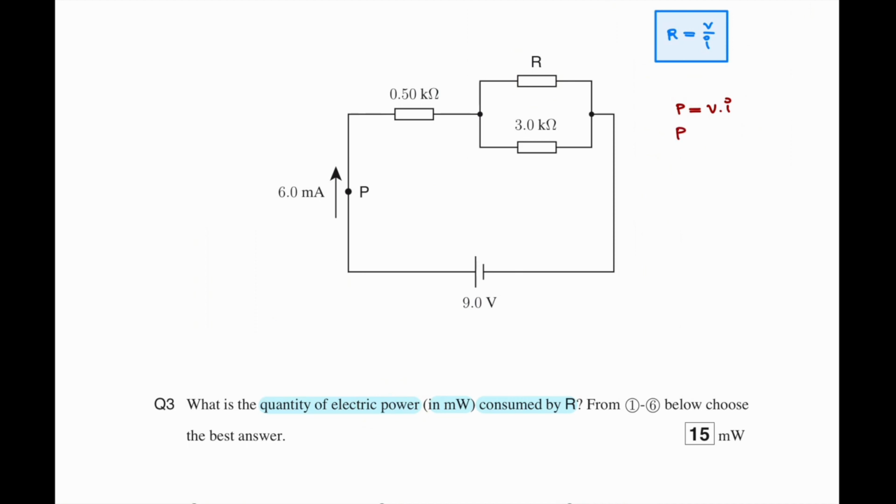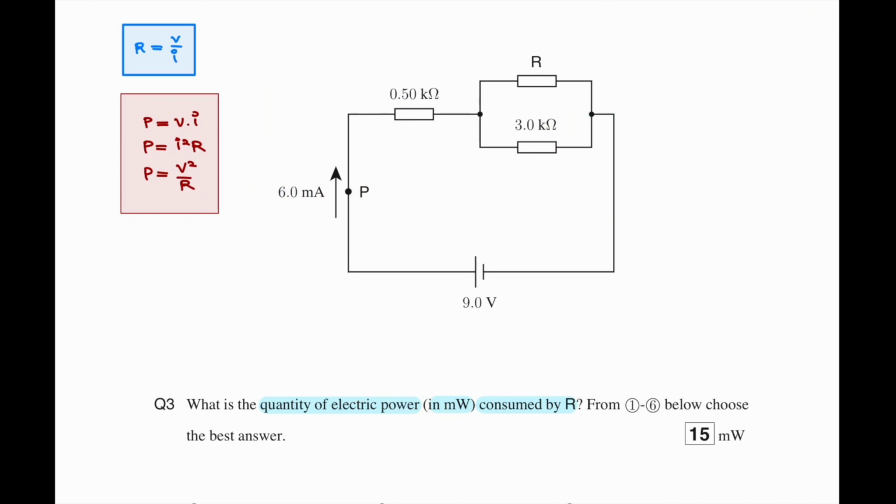is equal to I squared times R. This is another formula of power. And then if you see from this equation, I know that I equals V over R, and then substitute it into this, then I got power is equal to V squared over R. So basically, these are three equations that we can use if we want to calculate power.